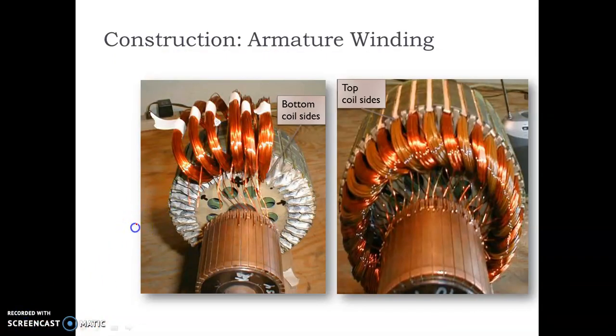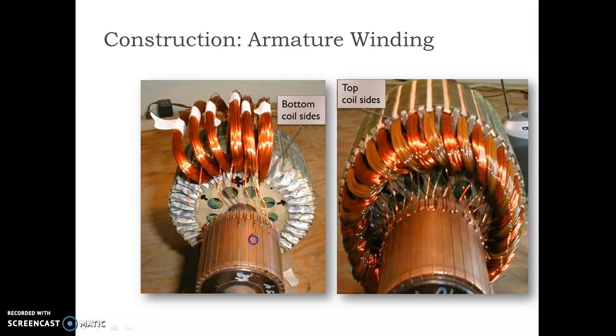Now, armature winding connections. You see here, this is a winding, placed in the slots. The armature winding is placed like this, and the end connections are taken here and placed on the commutator part. This side of the coil is called the bottom side. Here one coil is taken and put here, and again another is taken and placed here.